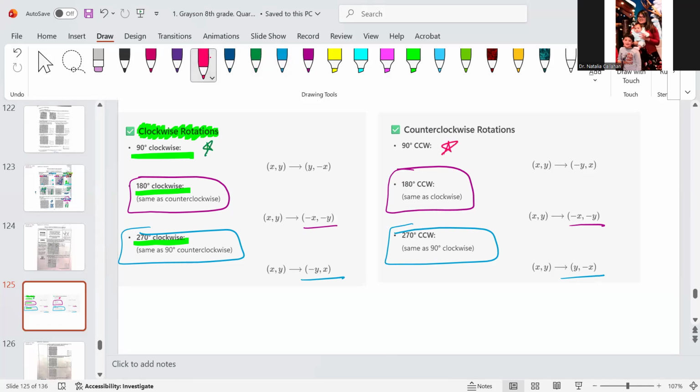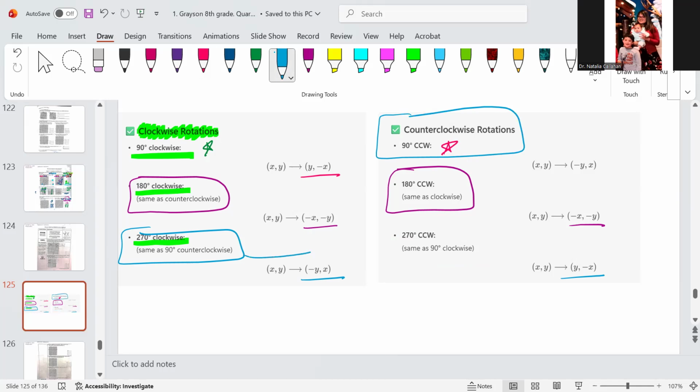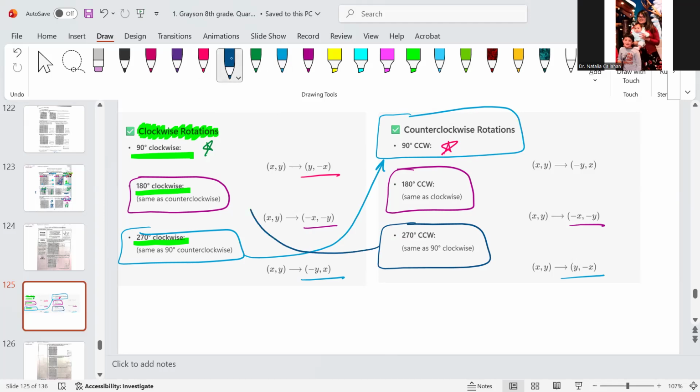The 90 degree clockwise is y, negative x. Oh, I'm sorry, I skipped up. 270 counterclockwise is the same as 90 degrees clockwise. This is the same thing as this. Do you see that? 270 counterclockwise is the same thing as 90 degrees clockwise.